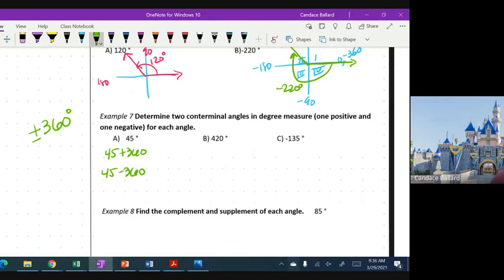I'm pulling out my handy dandy calculator because it's Monday morning and I'm not going to add those together correctly. All right, so I'm getting 405 for this one, labeled in degrees. And this one I got negative 315 degrees. So literally add and subtract.